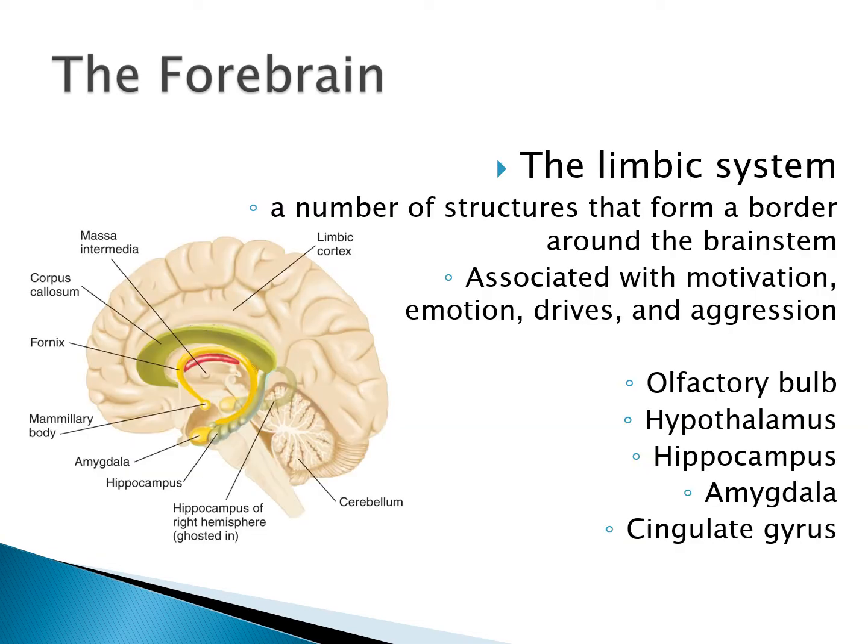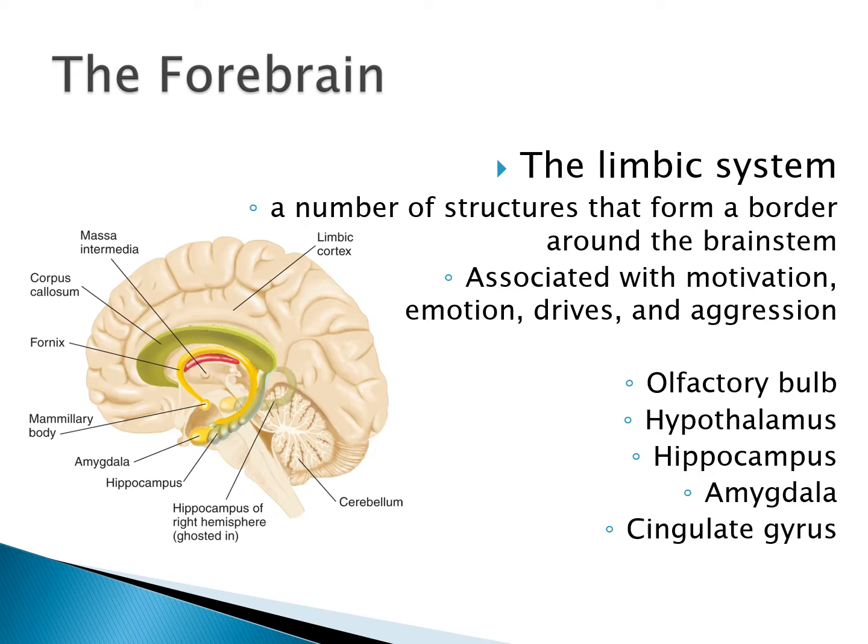Okay, the limbic system is a really interesting system of structures in the brain. Limbic means border. It's what looks like the border around the brainstem, but the system itself is associated with motivation, emotion, drives, and aggression. And of course, you might notice that some of our memory structures are also part of this, as memory is part of that kind of motivation and emotional responses, because what we remember is important for all of that.